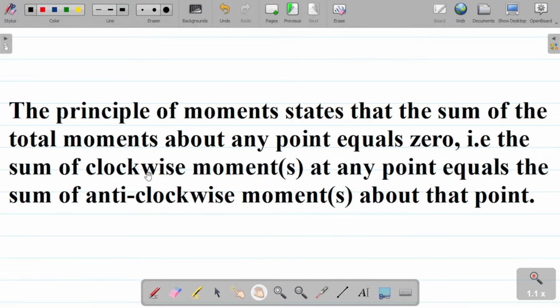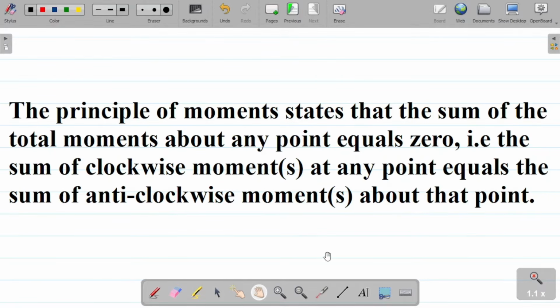That is, the sum of the clockwise moments about any point equals the sum of the anti-clockwise moments about that point. Basically, this is what the principle of moments says. It says that the sum of the moments about any particular point is equal to zero, and of course, that implies that the sum of the clockwise moments about a particular point would be equal to the sum of the anti-clockwise moments about that point.